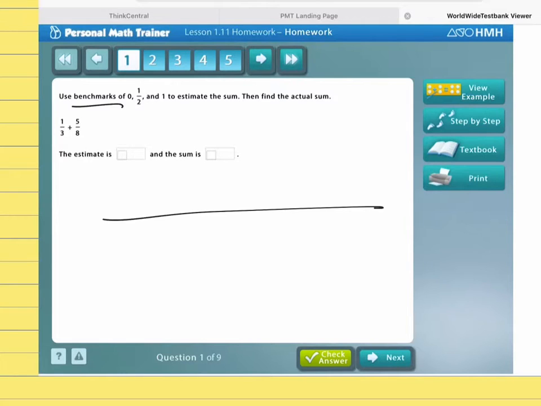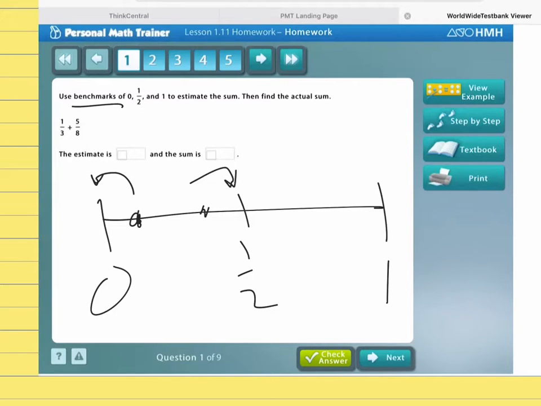So let's talk for a second about benchmarks. Benchmarks are basically rounding. Let's say I have a number line here, 0, 1/2, and 1. If I have a fraction over here, I'm going to benchmark that, I'm going to round that down to 0. If the fraction is here, it's going to go up to a half. And here it's going to go down to a half. But anything over on this side would go up to 1. Basically, these are compatible numbers, easy to calculate mentally. It's easy to add 0, half, and whole. So that's what benchmarks are. It's basically a number that you can use to calculate the answer mentally without an algorithm.